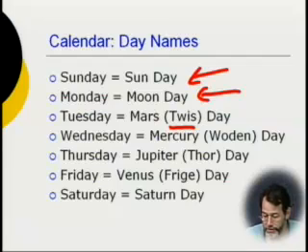Could be Greek, but I'm not sure about that. A version of Mars. So when you say Tuesday, you're actually saying Mars Day. Mercury Day, Woden Day, is Wednesday. Thor's Day, which is Thursday, relates to Jupiter's Day. Frigg is another term for Venus. And Saturn's Day, of course, is Saturday.